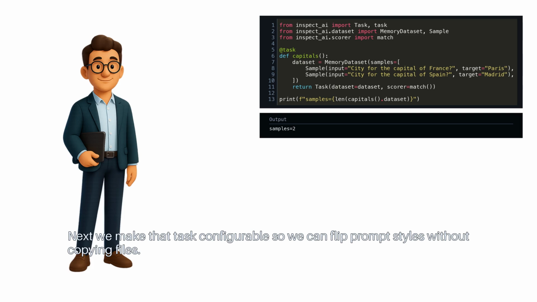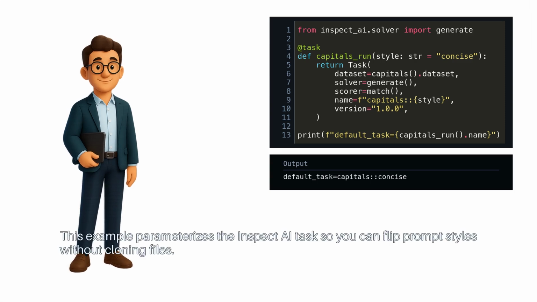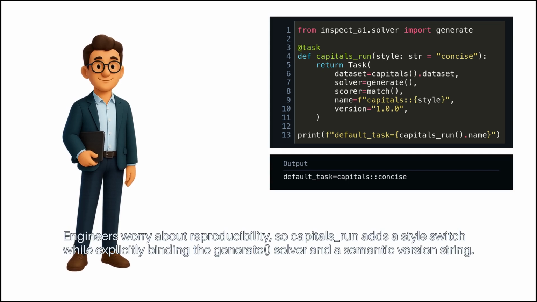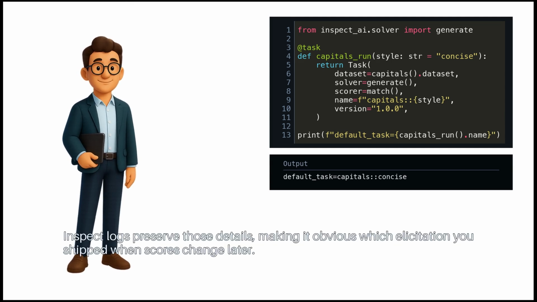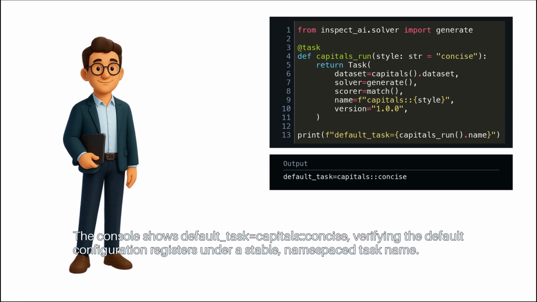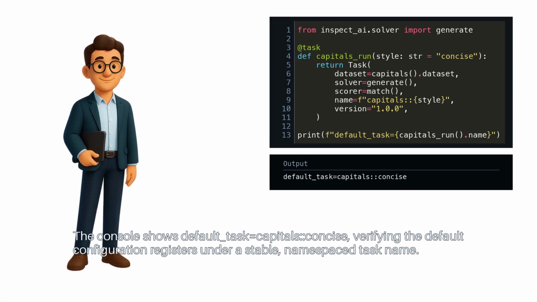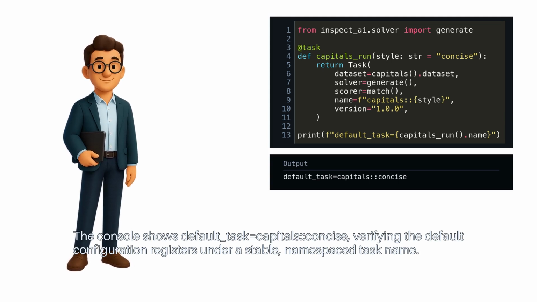Next, we make that task configurable, so we can flip prompt styles without copying files. This example parameterizes the Inspect AI task, so you can flip prompt styles without cloning files. Engineers worry about reproducibility, so capitals run adds a style switch while explicitly binding the generate solver and a semantic version string. Inspect logs preserve those details, making it obvious which elicitation you shipped when scores change later. The console shows default task, capitals, concise, verifying the default configuration registers under a stable namespaced task name.